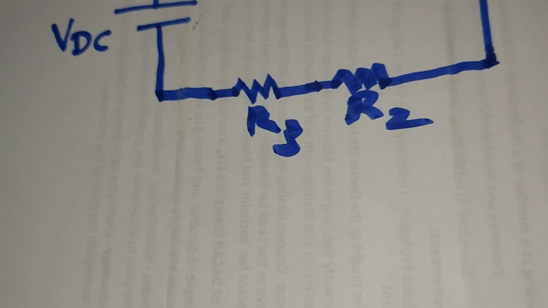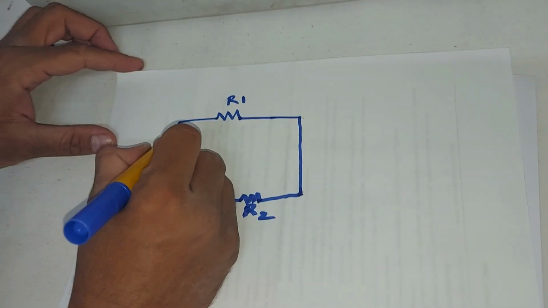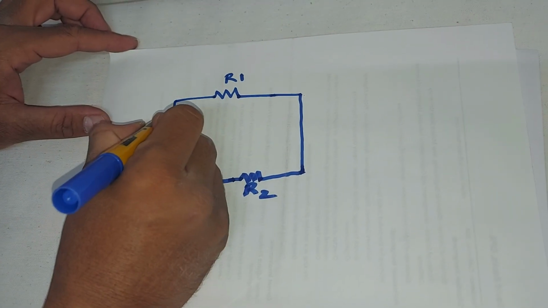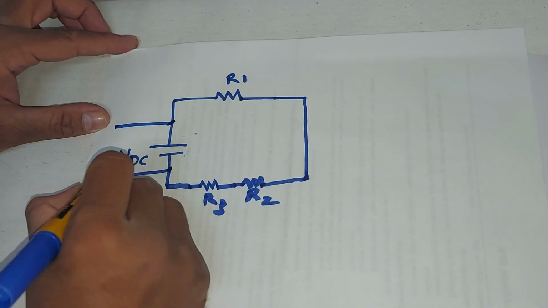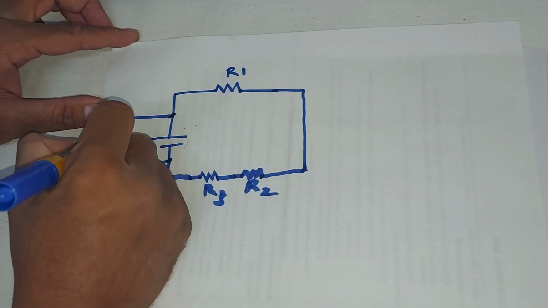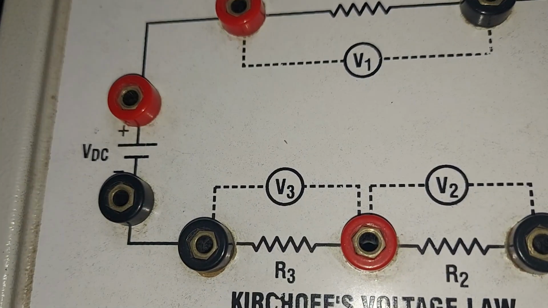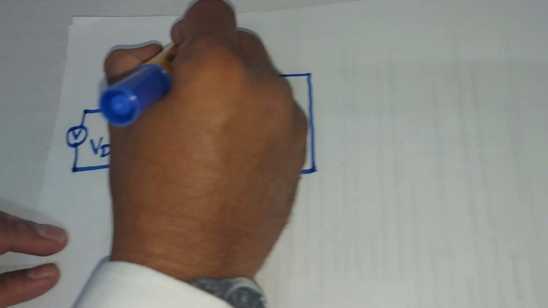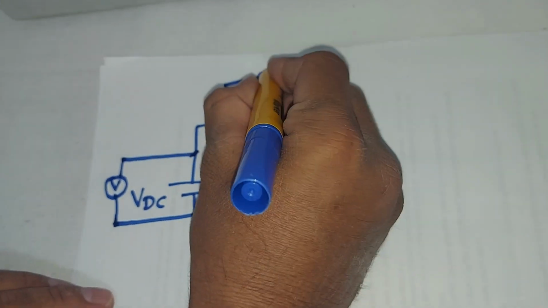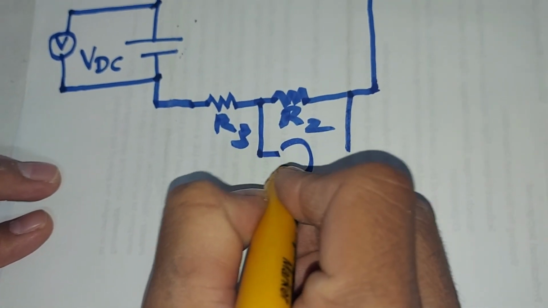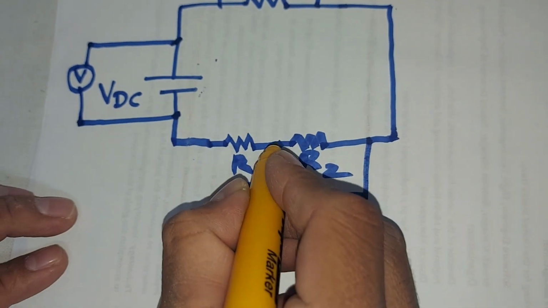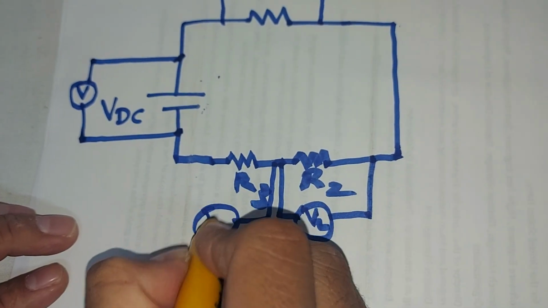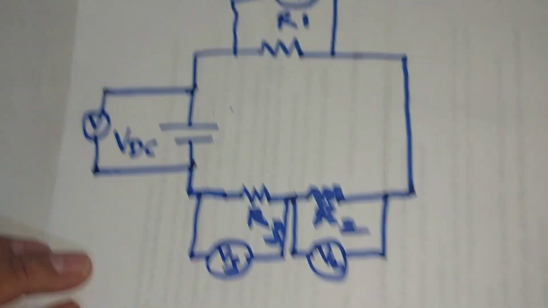Now here what we have to do is, first of all, measure the voltage across this battery, that is this voltage. So whatever this voltage is, we have to measure this VDC voltage. Then we have to measure voltage across R1, I will call it V1. Then we have to measure voltage across R2, I will call it V2, and then voltage across R3, I will call it V3.